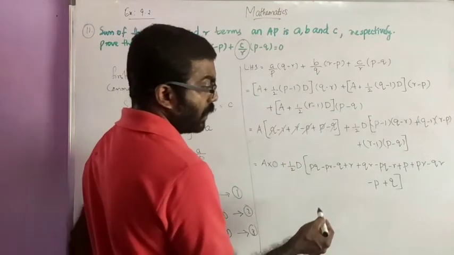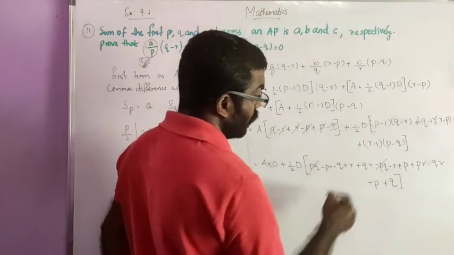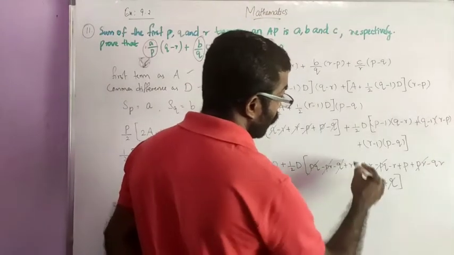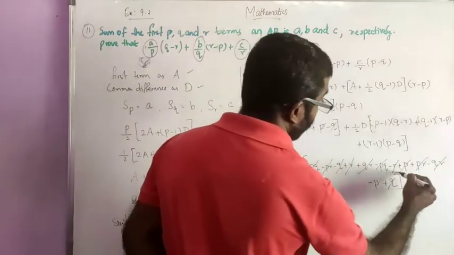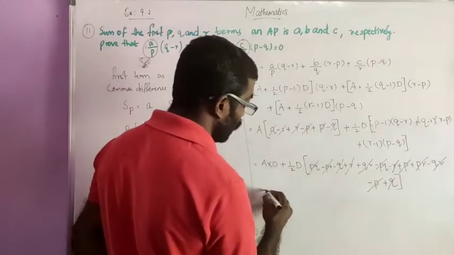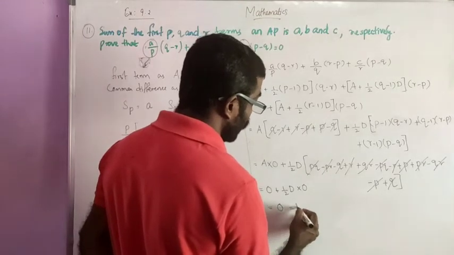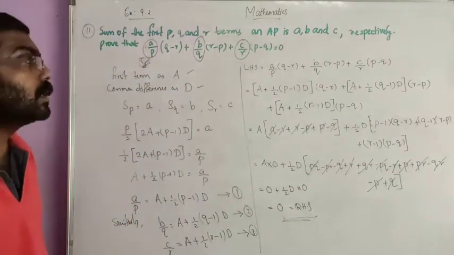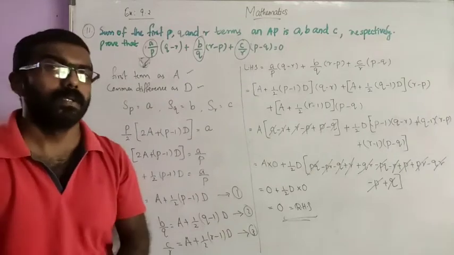Here also we can cancel the terms, plus pq minus pq, minus pr plus pr, minus q plus q, plus r minus r plus qr minus qr plus p minus p. So each and every term gets cancelled. So the value is 0. A into 0 is 0, then plus half d into 0. So overall the answer is 0, which is equal to the RHS part. That is a by p into q minus r plus b by q into r minus p plus c by r into p minus q is equal to 0.